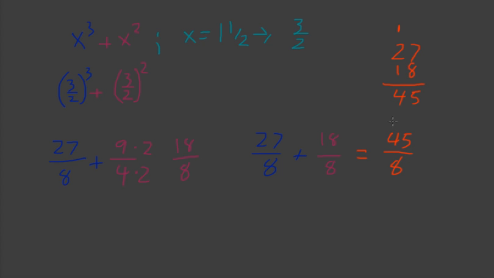But we're not quite done yet, because we want to see if we can make this into a mixed number, and we can. How many times does 8 go into 45? It goes into 45 5 times, since 8 times 5 is 40. If we subtract the 40 from the 45, we have a remainder of 5. So it's going to be 5 and 5/8. That's the answer. So that was for D and for E.